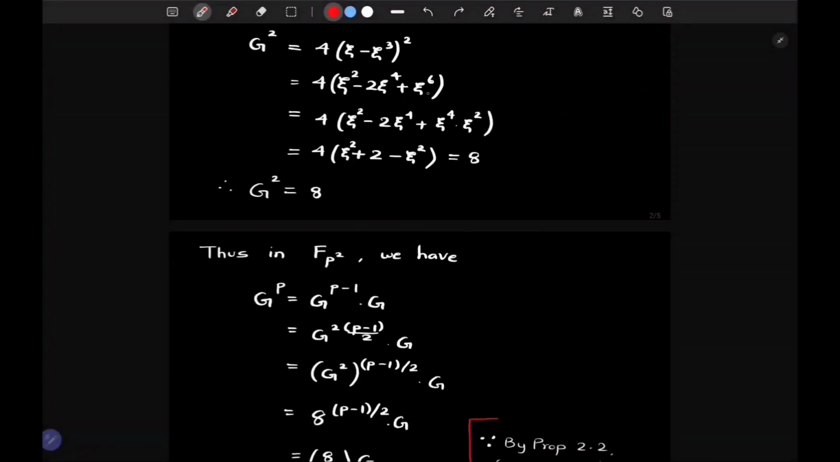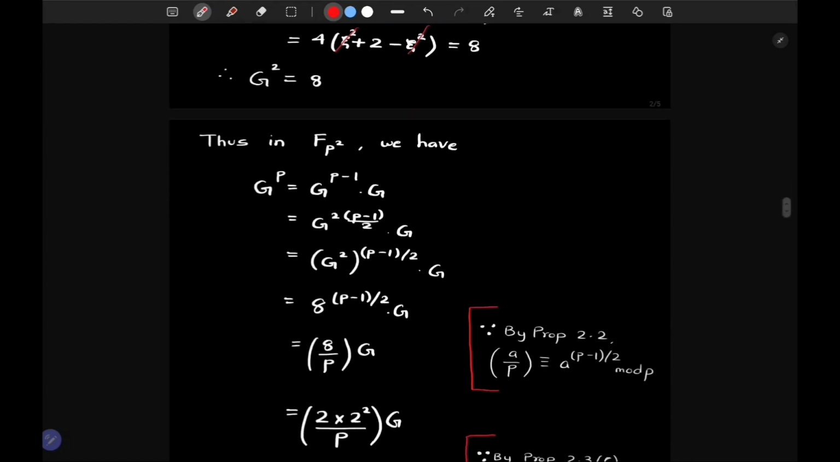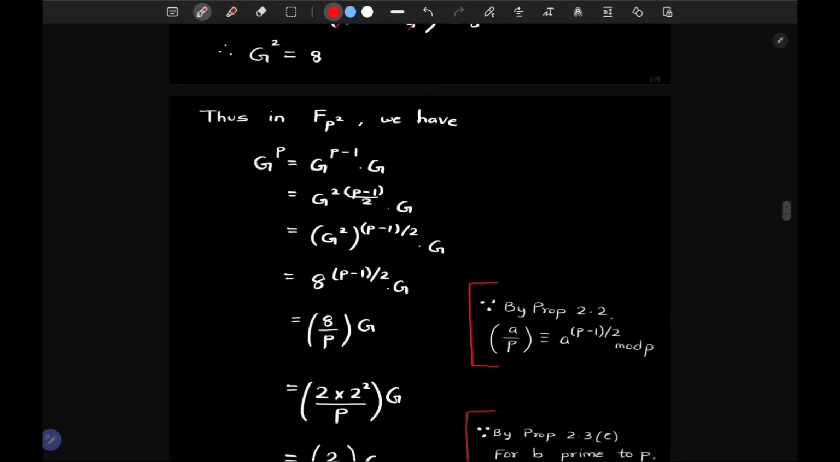We can write xi raised to 6 as xi raised to 4 into xi square. And the value of xi raised to 4 is minus 1. So g square becomes 4 times xi square plus 2 minus xi square. Now we cancel xi square and minus xi square. Thus we get g square equals 8. Now we are going to find g raised to p.